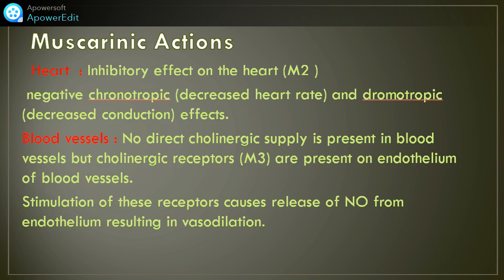Muscarinic actions. First, heart. It has an inhibitory effect on the heart via M2 receptors, with negative chronotropic and dromotropic effects, that means decrease in heart rate and decrease in conduction. On blood vessels, there is no direct cholinergic supply present, but the M3 receptors present on the endothelium of blood vessels are stimulated, causing release of nitric oxide from endothelium, which results in vasodilation.